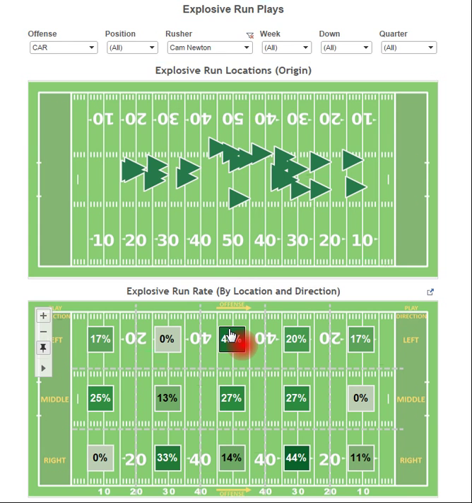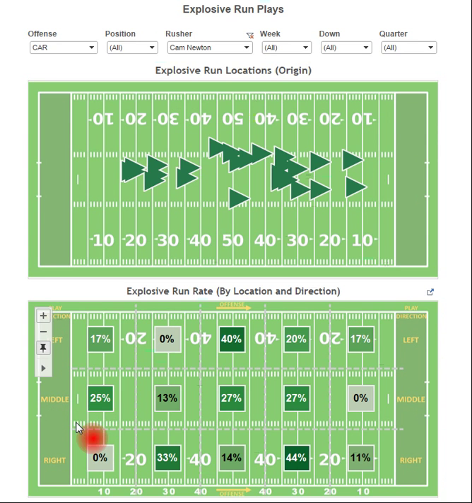And down at the bottom you can look at the percentage of his total runs that ended up being explosive based upon where he was on the field, which is what these boxes signify here. So between the 40s, inside his own 20. Now the top and the bottom are the play direction. You can kind of see it says play direction, left, middle, right.